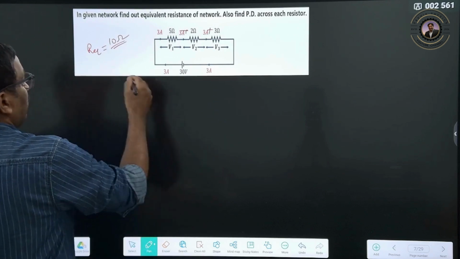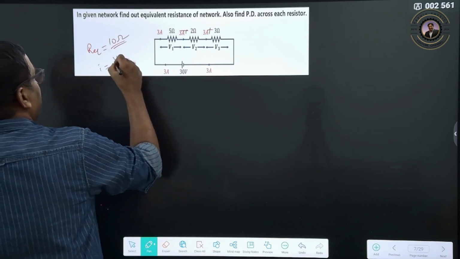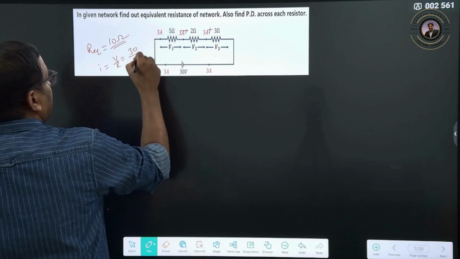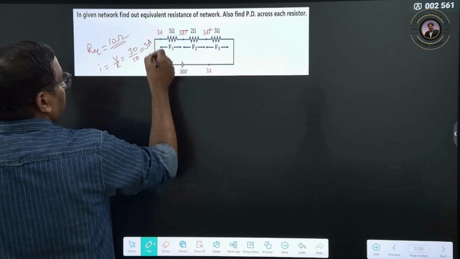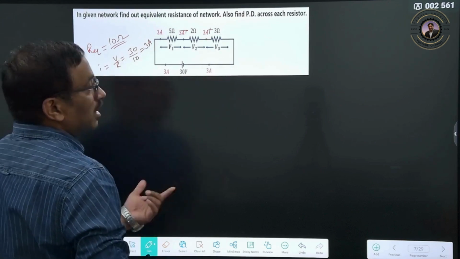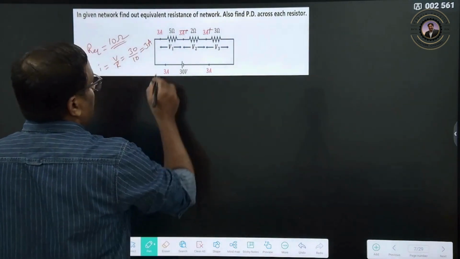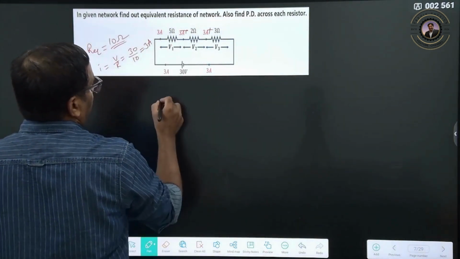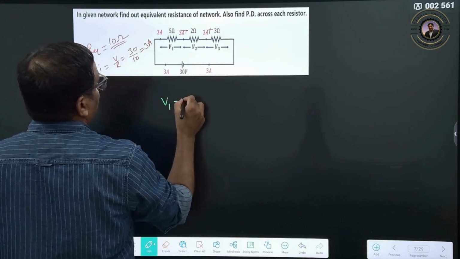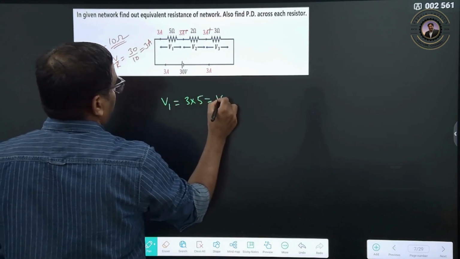What is the current that will be flowing? Current will be equal to V by R. V is 30, so 30 by 10, so 3 ampere. Here 3 ampere is flowing now. He is asking the potential difference across each resistor. So what is the potential difference now? The same current will be flowing. So V1 can be written as 3 into 5, so 15 volts.